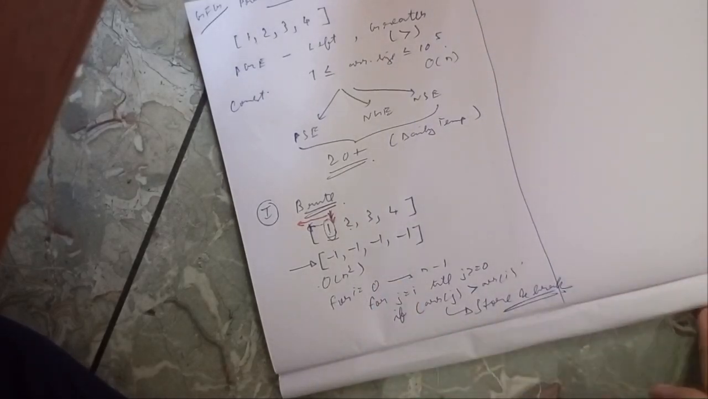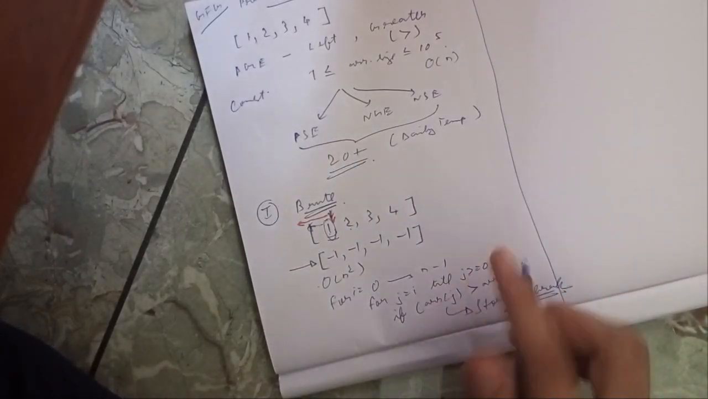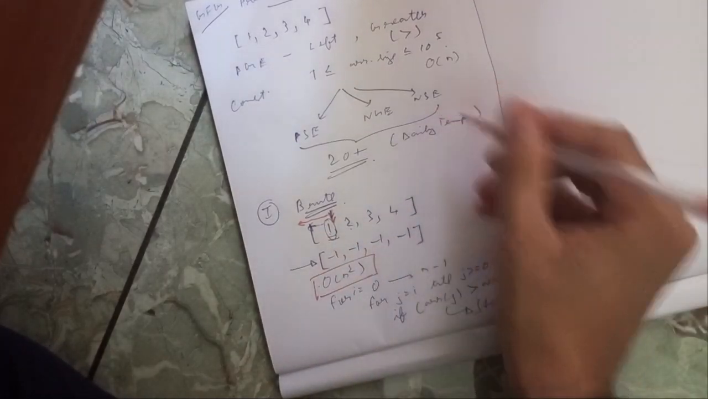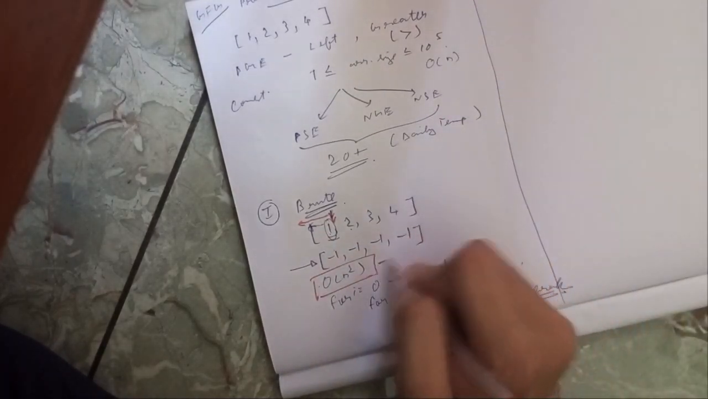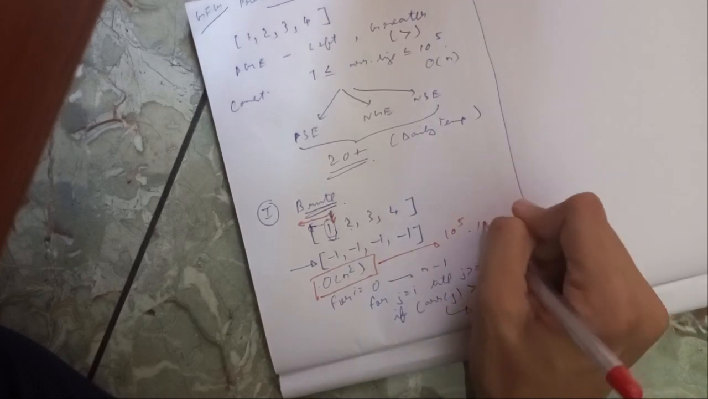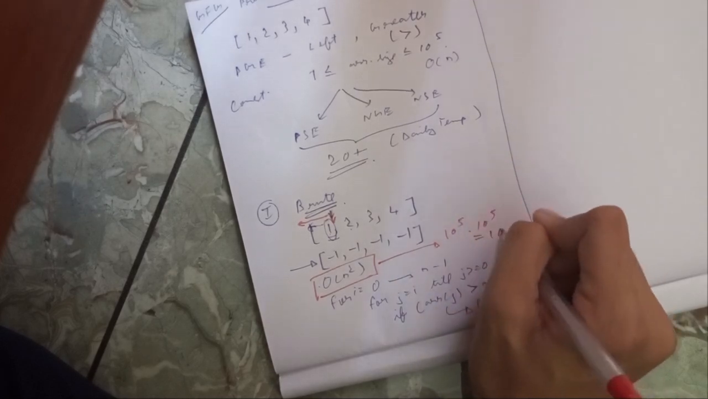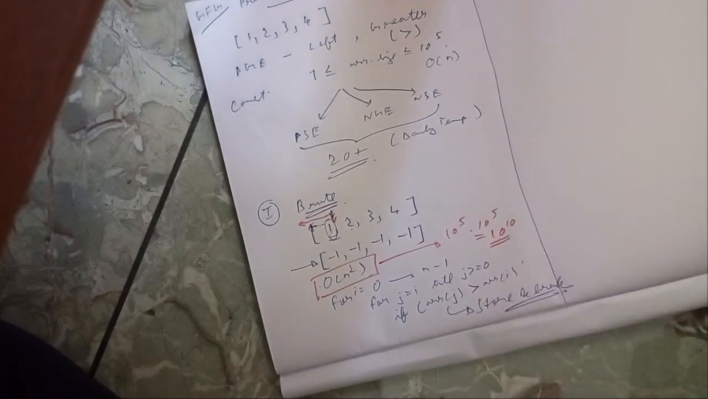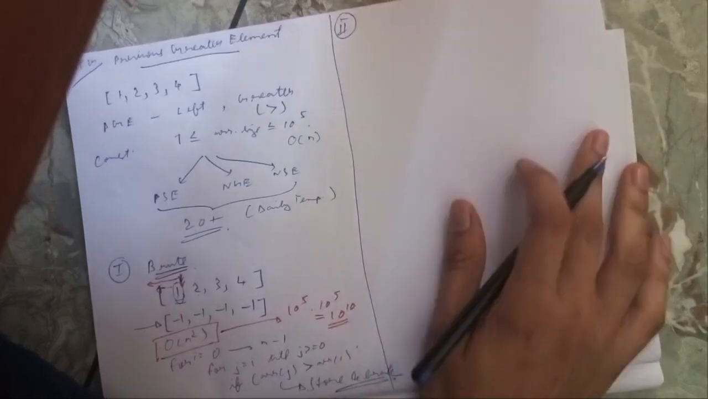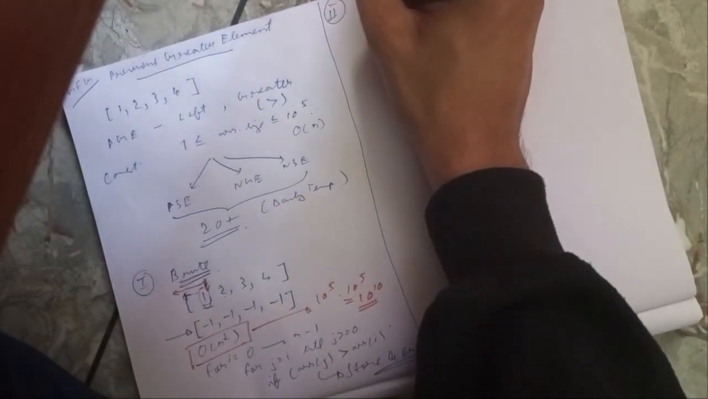So this will be a brute force approach, but this, as we said, is O(n squared), right? And our array size is 10 raised to 5, so this will be 10 raised to 5 into 10 raised to 5, which is 10 raised to 10. This will lead to TLE. So now we'll see the actual approach this question is asking us for.